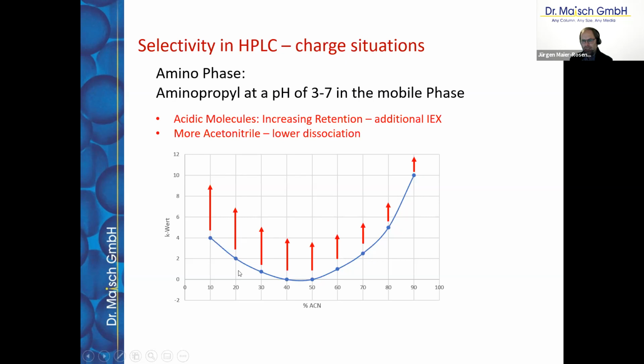So for acidic compounds, the retention will increase. Going to a higher amount of acetonitrile, the number of charges will go back, as I already mentioned, and therefore we still have anion exchange interactions, but due to the reduced number of charges, this will also be lower here on the right-hand side.